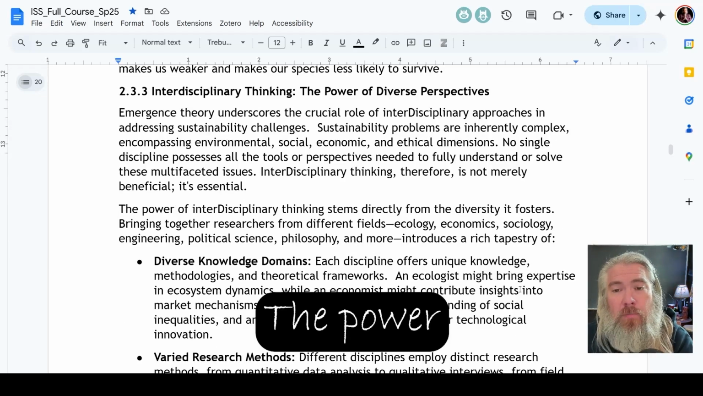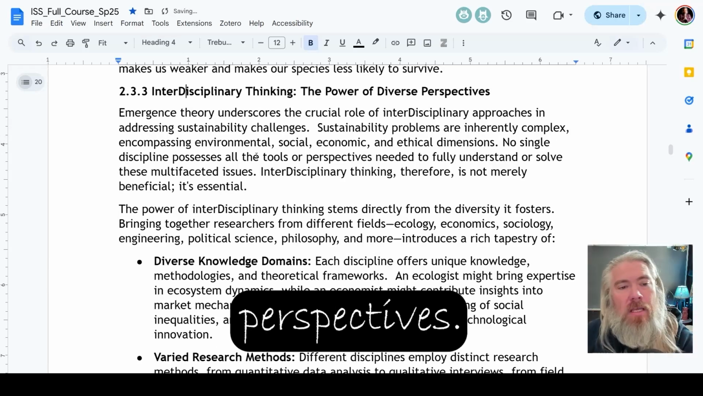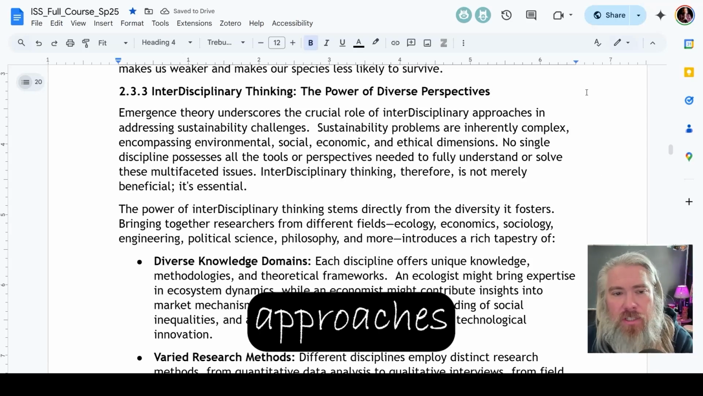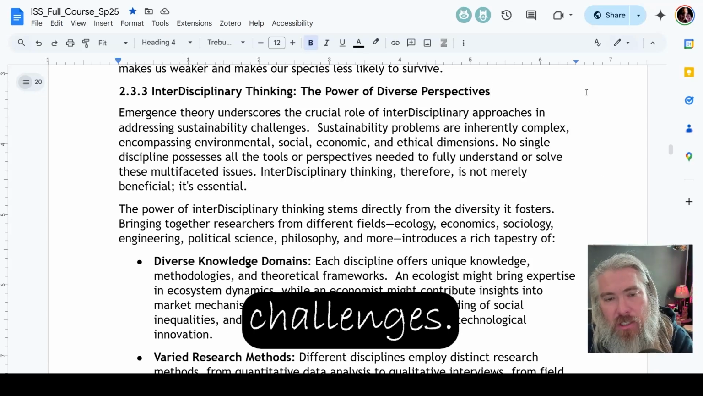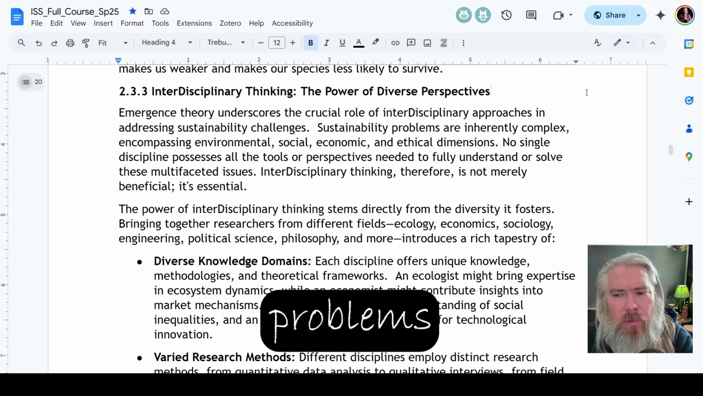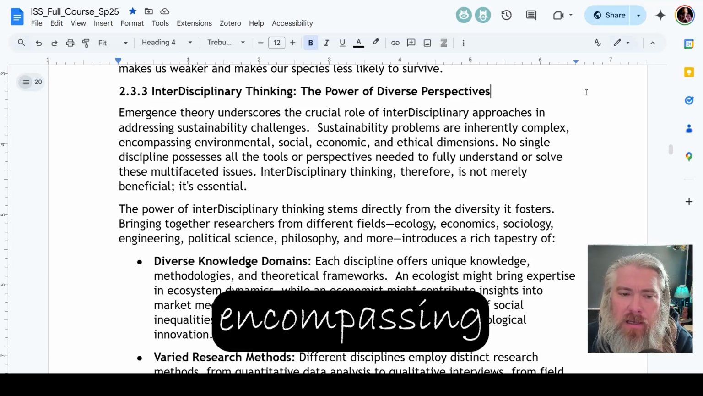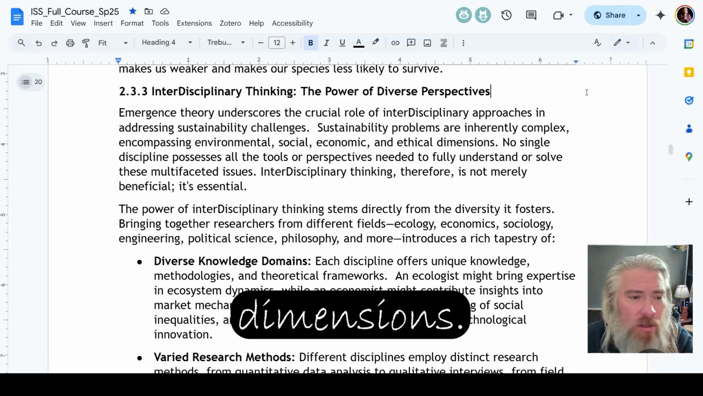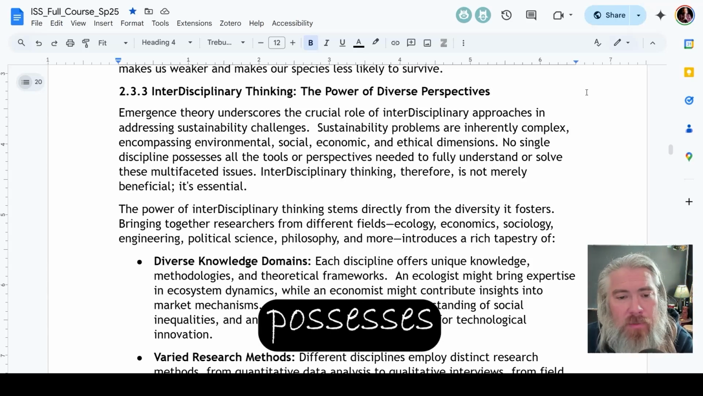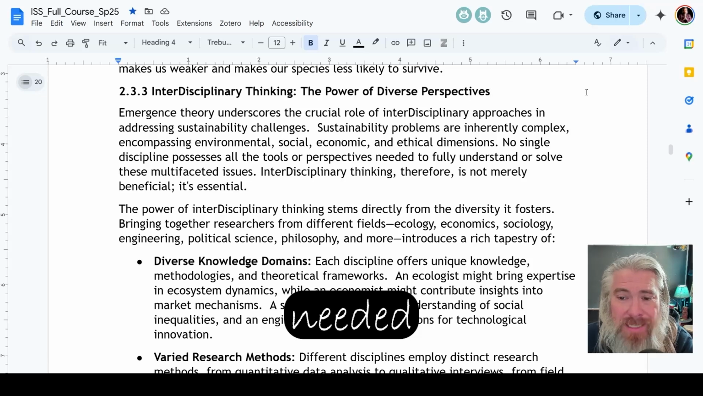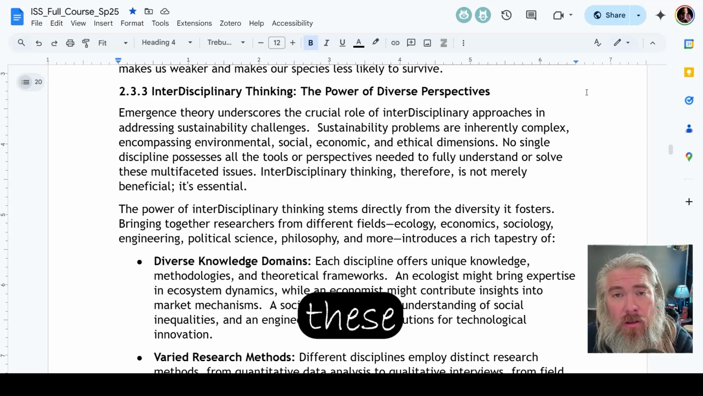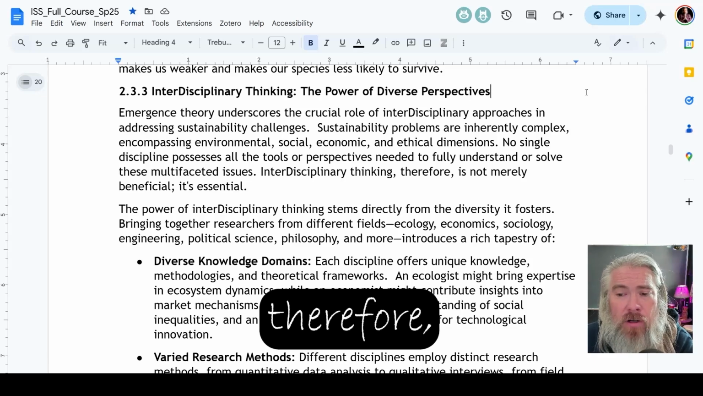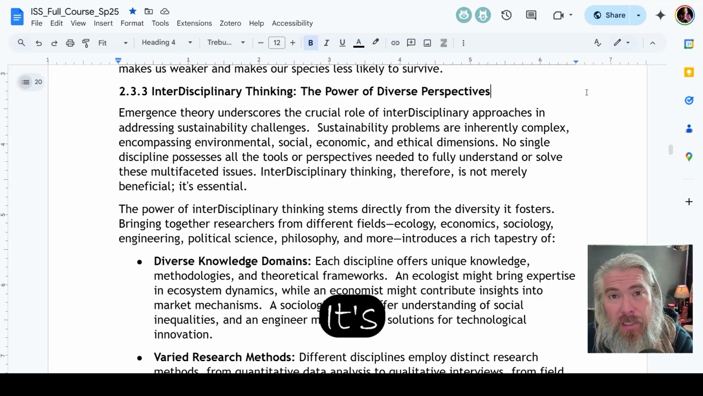Interdisciplinary thinking, the power of diverse perspectives. Emergence theory underscores the crucial role of interdisciplinary approaches in addressing sustainability challenges. Sustainability problems are inherently complex, encompassing environmental, social, economic, and ethical dimensions. No single discipline possesses all the tools or perspectives needed to fully understand or solve these multifaceted issues. Interdisciplinary thinking, therefore, is not merely beneficial, it's essential.